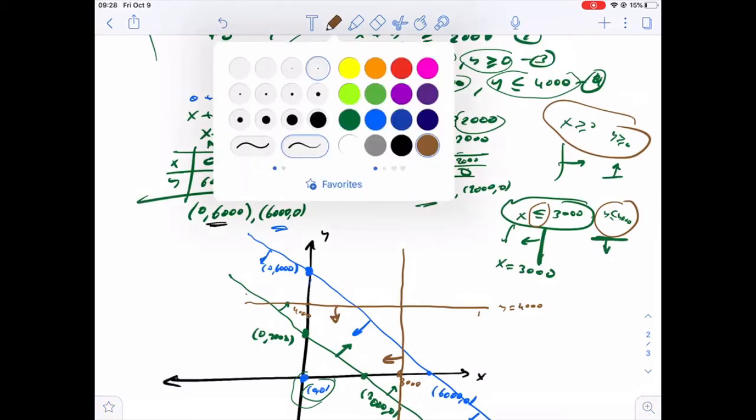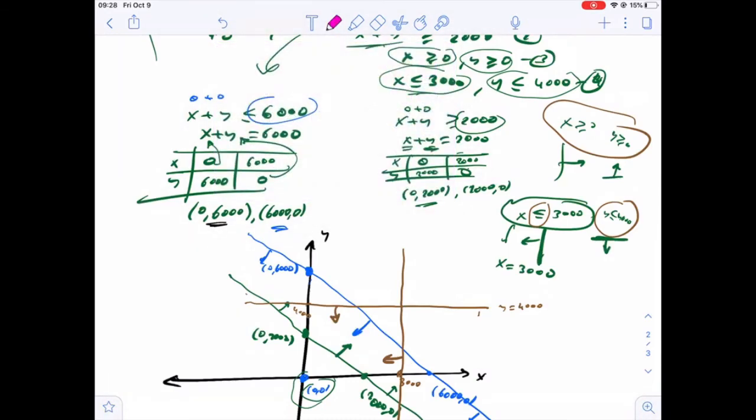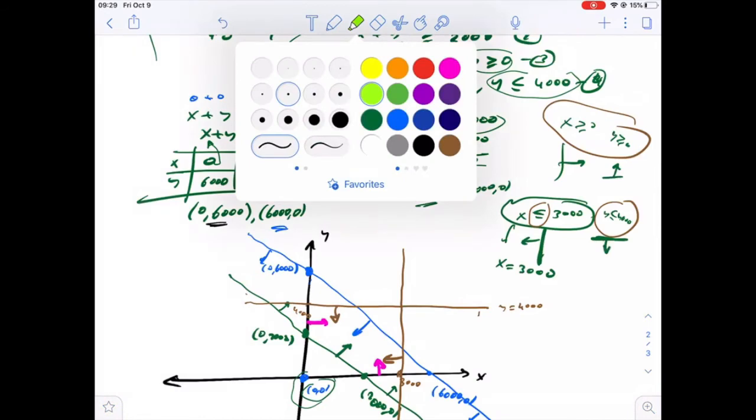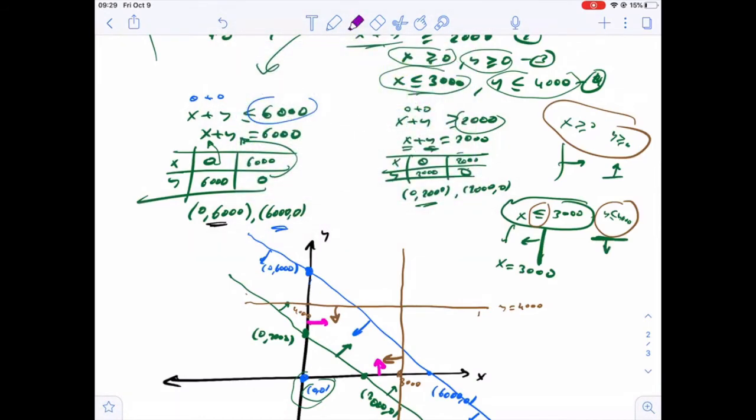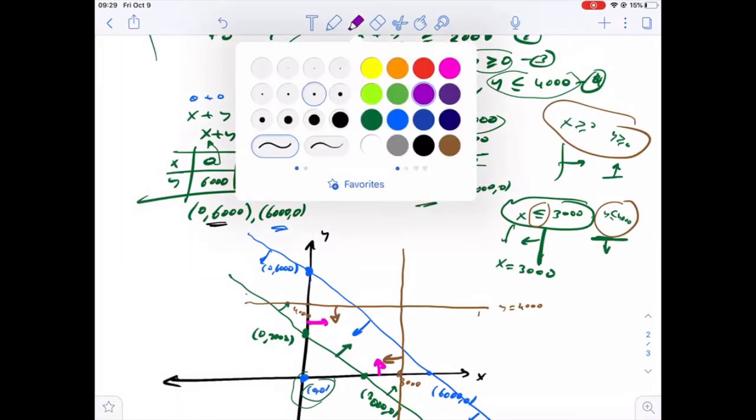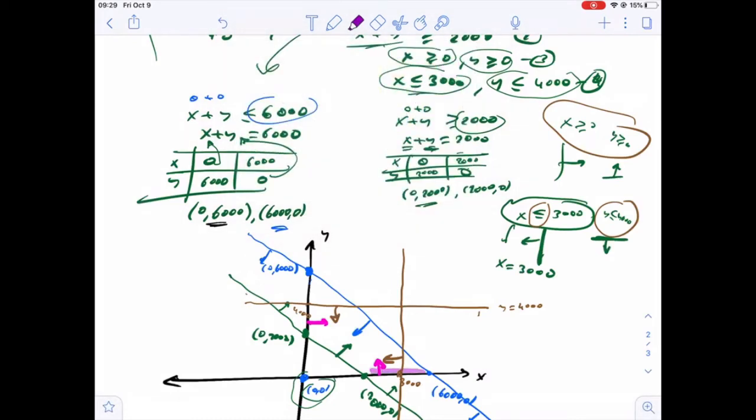X is greater than or equal to 0. So x is greater than or equal to 0. That means to the right of the y-axis. And y is greater than or equal to 0. That means above the x-axis. Now the region becomes this region. Sorry, I included some. Okay, let's do it again. This region here.